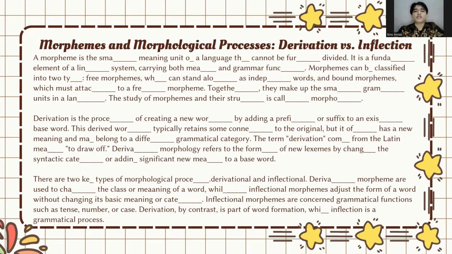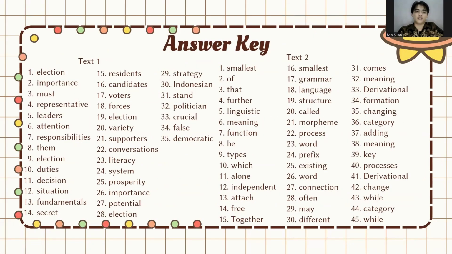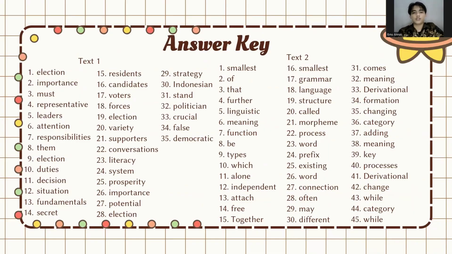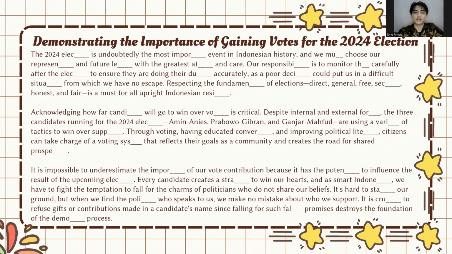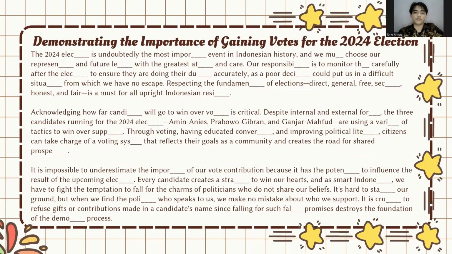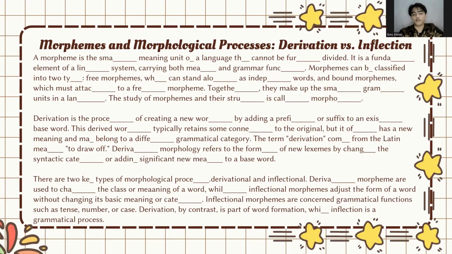And the second one is about morphemes and morphological processes, about derivation versus inflection. There are 45, if I'm not mistaken, 45 blank words that the test taker should correct. And this is the answer key for text 1 and text 2. Text 1 has 35 answer keys, which means there are 35 blank words. Text 2 has 45 answer keys, which means there are 45 blank words.